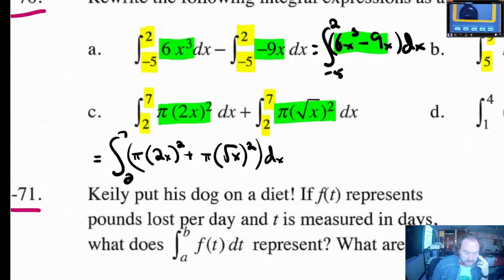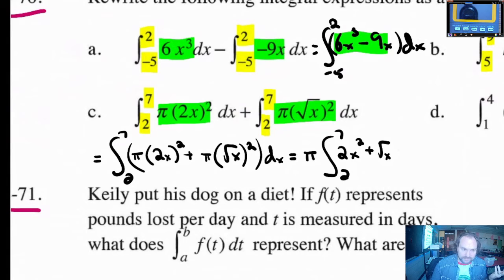dx. One note about this, you could factor a pi out of this problem, since pi is just a constant. So you could rewrite this as pi times the integral from 2 to 7 of just 2x squared plus the square root of x squared. In fact, square root of x squared is just x, but that's unnecessary. And this would all be times dx, like this. This is setting up for a concept we'll deal with later, but it's a preview question, so keep that in mind.